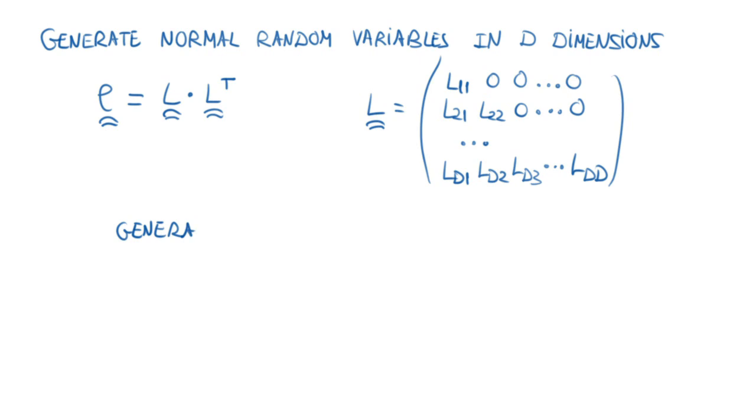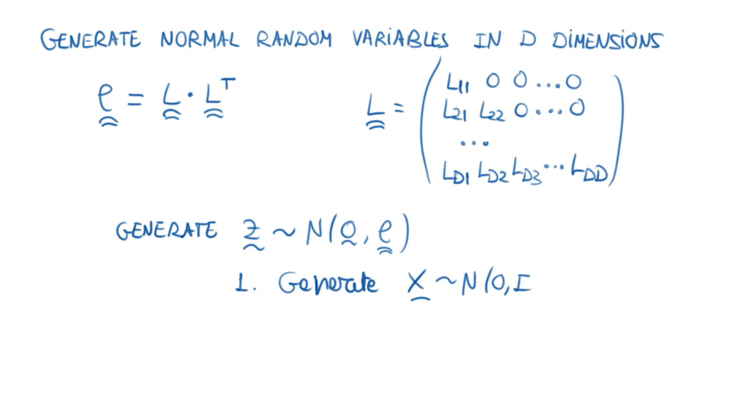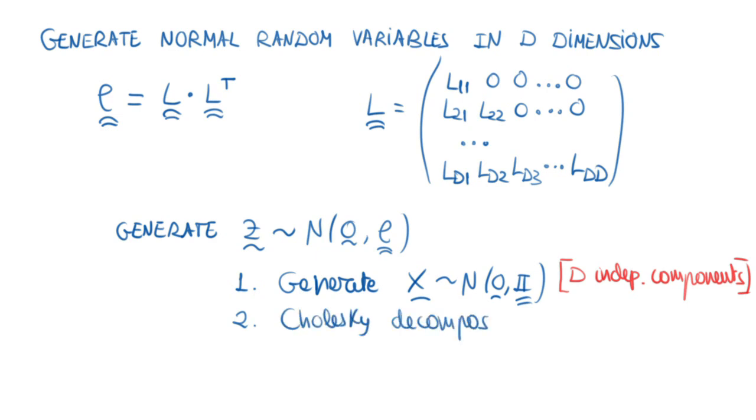The pseudocode to generate a normal random variable in d dimensions with a correlation rho is as follows. First, we generate a d-dimensional random vector x with independent components. Then we carry out the Cholesky decomposition of rho. And finally, we generate the d-dimensional vector z by multiplying the matrix that results from the Cholesky decomposition of rho times x. Now, let's see the random number generator at work.